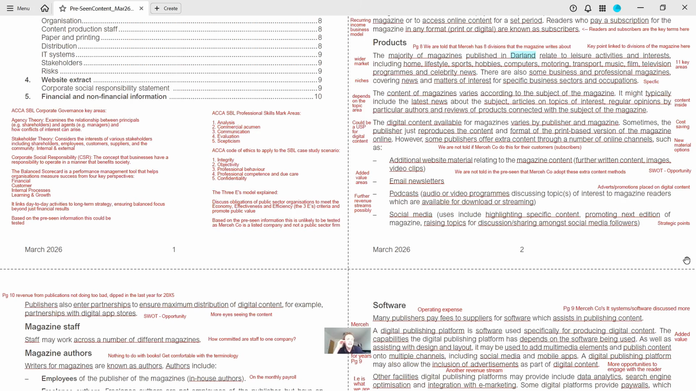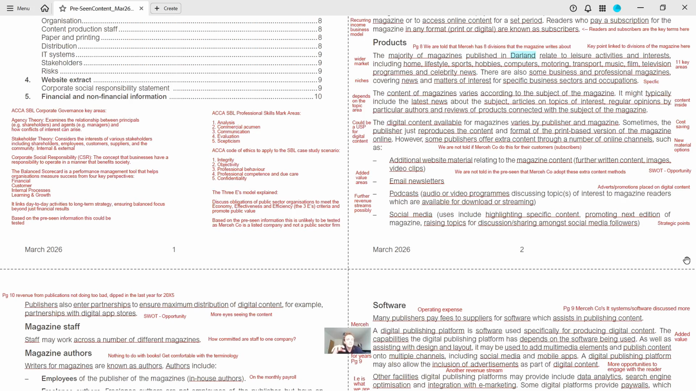Next, we have the ACCA Code of Ethics. This will be able to be applied on your exam in one way or another. Integrity, objectivity, professional behaviour, professional competence and due care, and confidentiality. We've seen in the Merceh Co's actual ethics breakdown in terms of the values, they've referred to integrity. So again, definitely something I'd be putting down, especially maybe linking it to the regulator.